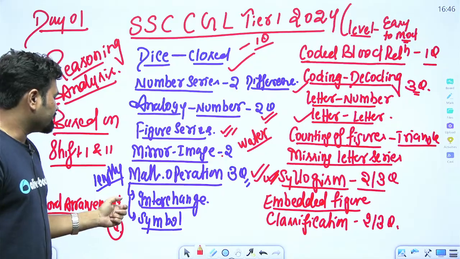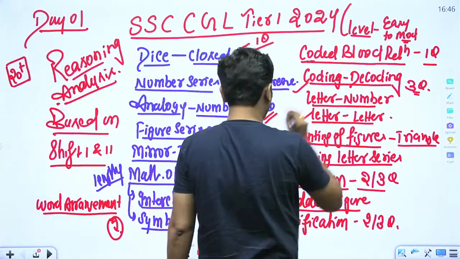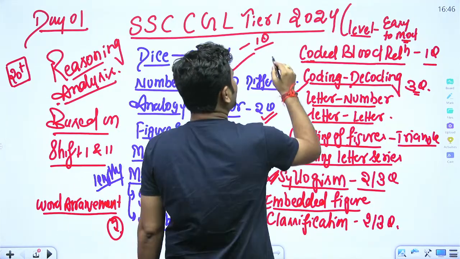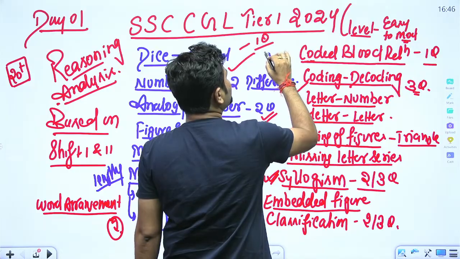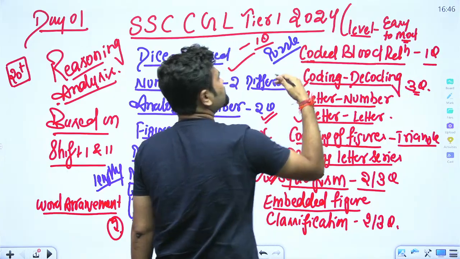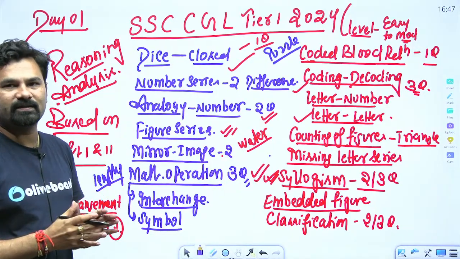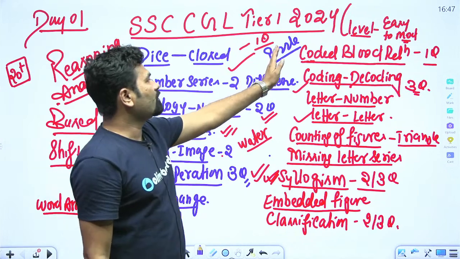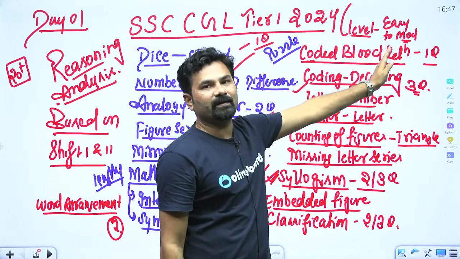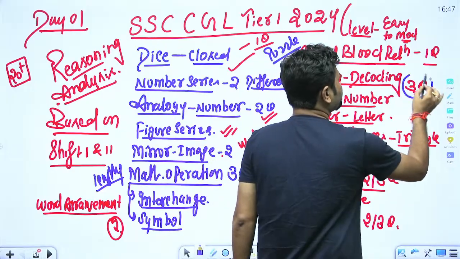They were based on interchange and symbols. There is one question from coded blood relation and one question from language based blood relation, I can say puzzle based. Like there are 6 members in a family, you have to arrange and make a tree, a family chart. And one question from coded blood relation, symbols based, right? And there are three questions from coding decoding.